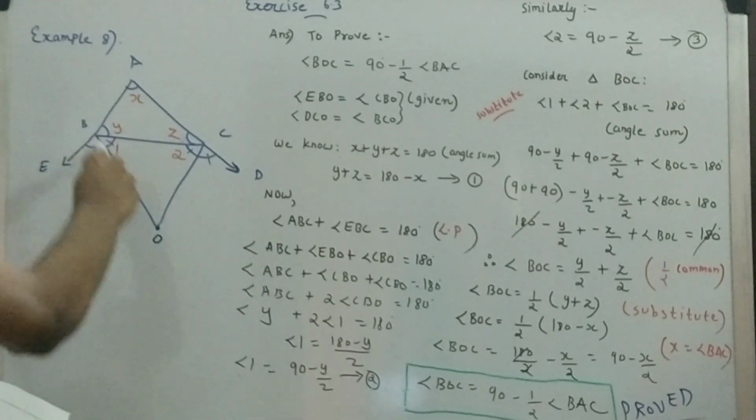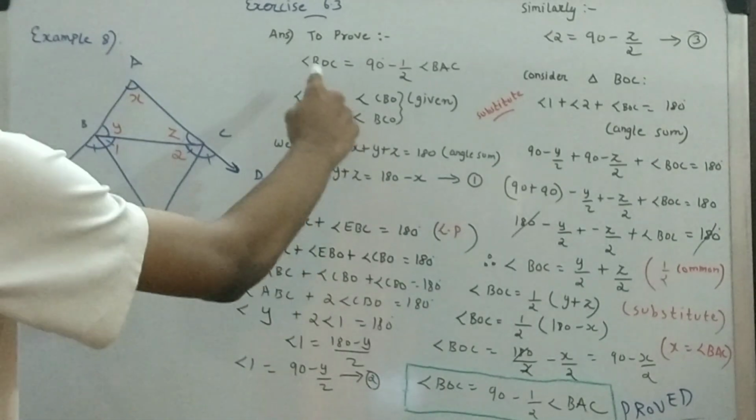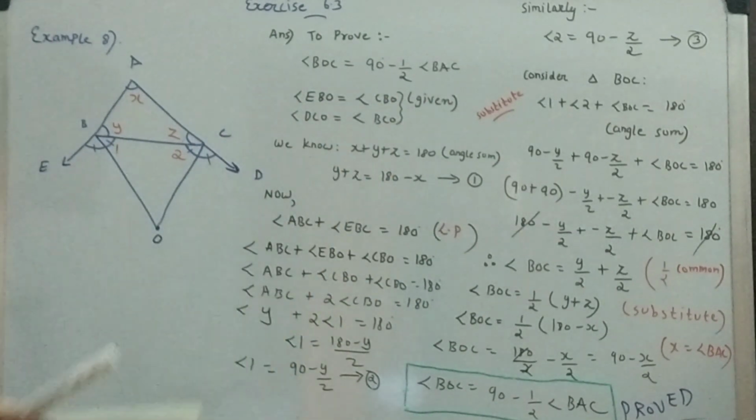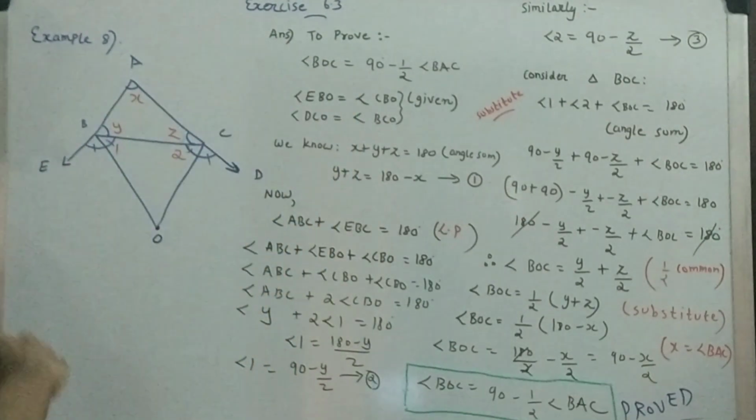Okay, so the angle bisectors meet at point O, then we have to prove that angle BOC is equal to 90 minus half of angle BAC. Okay, so let's see how we will do the proof. This is a very important question. Now, if you see over here, this is the thing we need to prove.